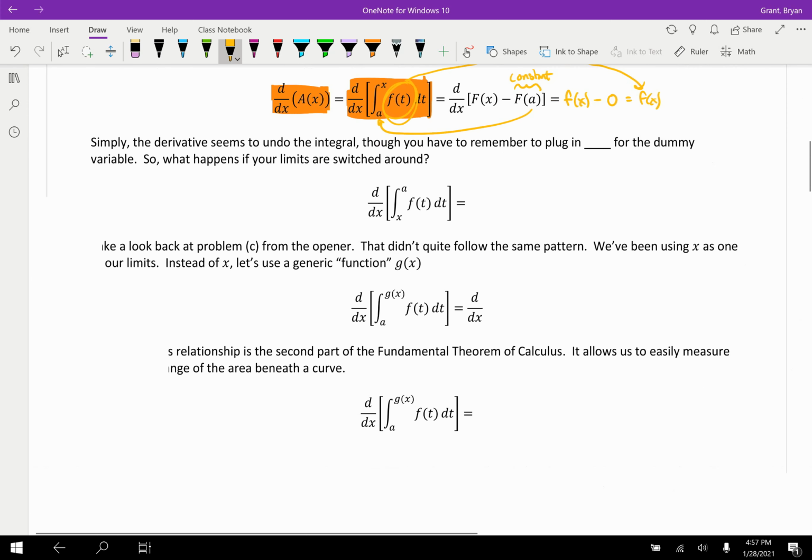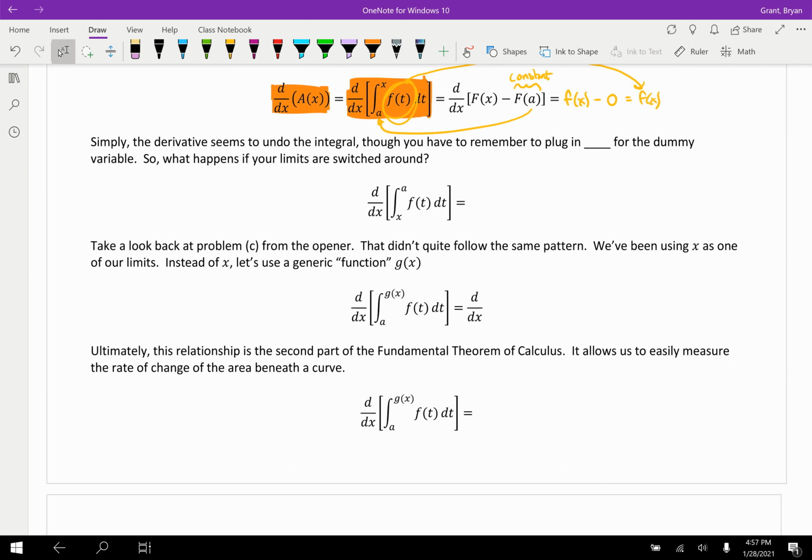All right, filling in down here. The derivative really just seems to undo the integral. And that should also make sense, right? Because the integral is the antiderivative. The derivative is the derivative. Derivative, antiderivative, undo, and just leaves us with the function.